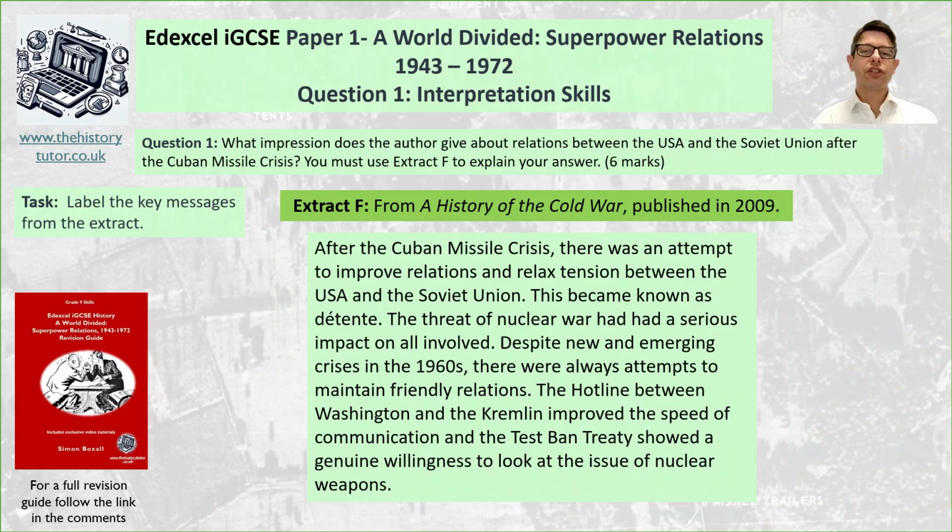Okay, so in this video we're going straight to the question and we're going to talk through this interpretation question. It says, what impression does the author give about relations between USA and USSR after the Cuban Missile Crisis? Use Extract F to explain your answer. Here's Extract F here. You can find it in my revision guide, or if you don't have my revision guide, you can work on paper.